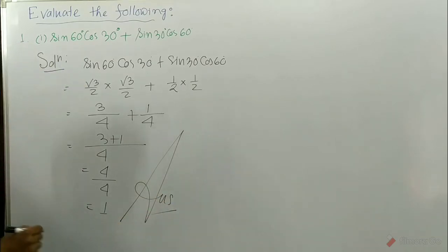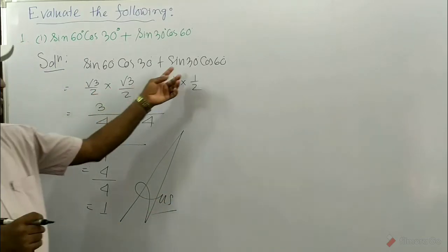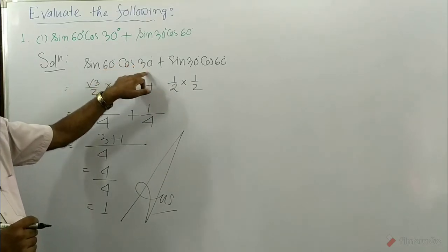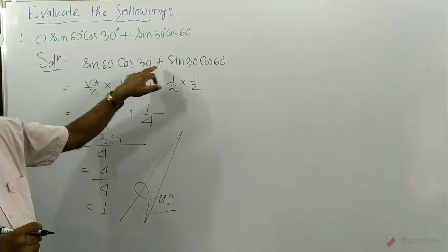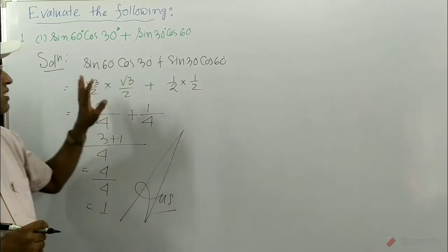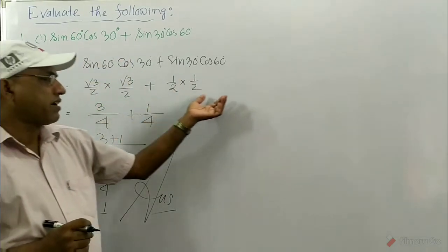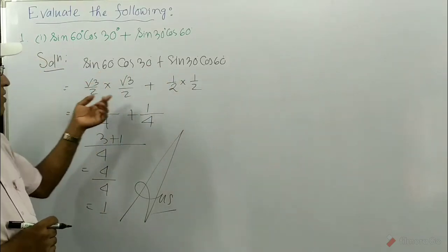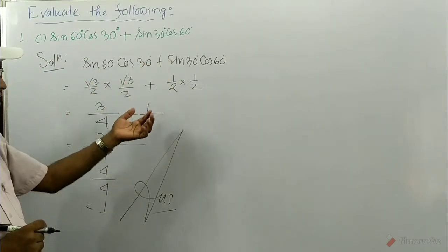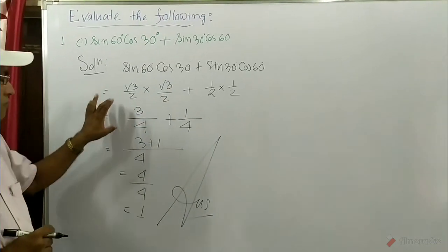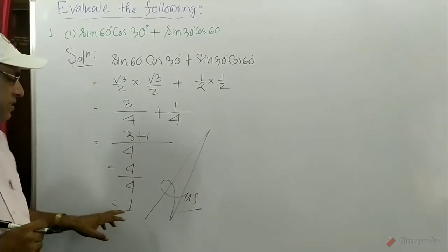This is our answer. The solution is clear. We are just putting in the values of sin 30, cos 30, sin 60, cos 60. Just ready-made values from the table. You have to see the table in video number 10, where it was given. Just watch the table and put in the values, and this is our answer.